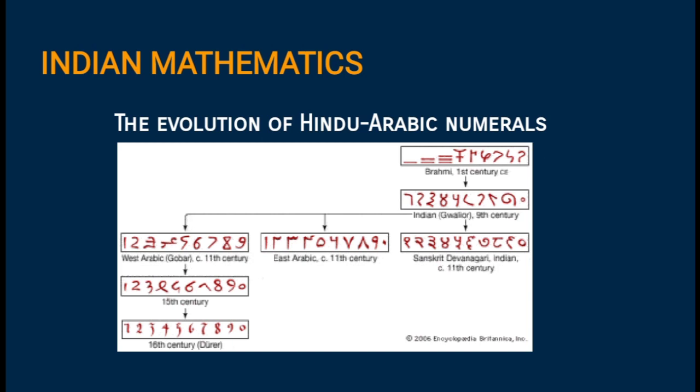And now, let us proceed to Indian mathematics. So, this picture is the evolution of Hindu-Arabic numerals. Despite developing quite independently of Chinese and probably also of Babylonian mathematics, some very advanced mathematical discoveries were made at a very early time in India.